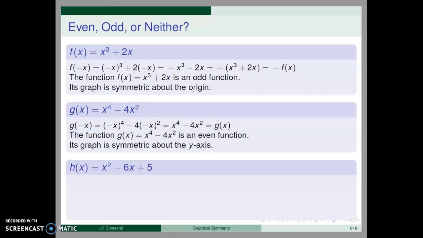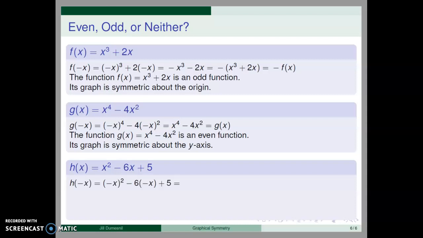Finally, let's consider the quadratic function h(x) = x^2 - 6x + 5. When some students see a quadratic expression, they automatically set it equal to 0 or start to factor. It's important to stay focused on the context of the problem we are trying to solve. In this case, we want to determine whether the function is even, odd, or neither. So we compute h(-x).